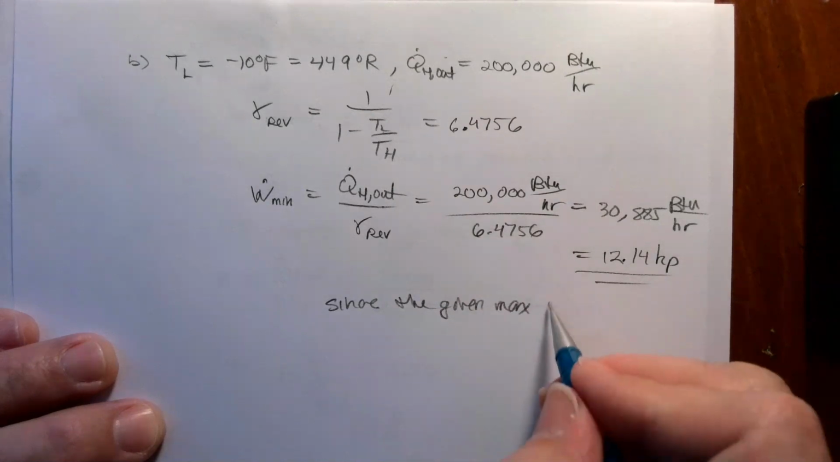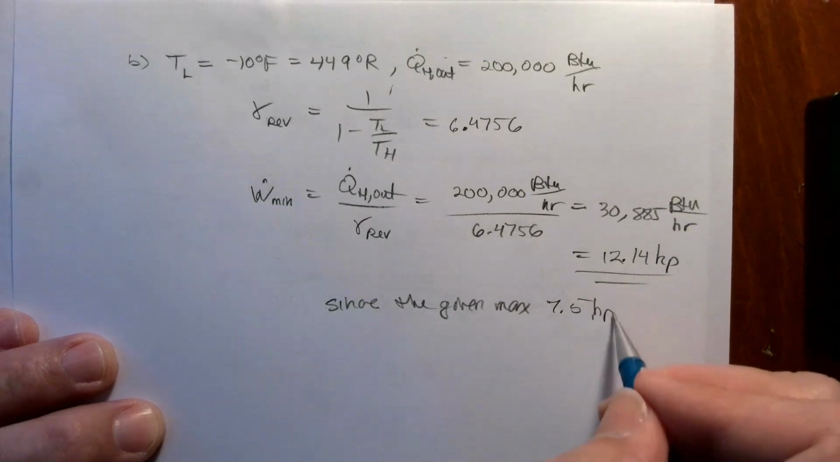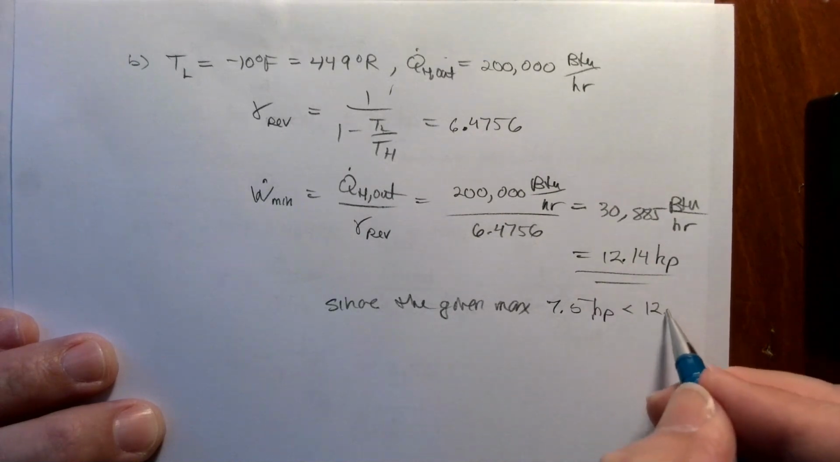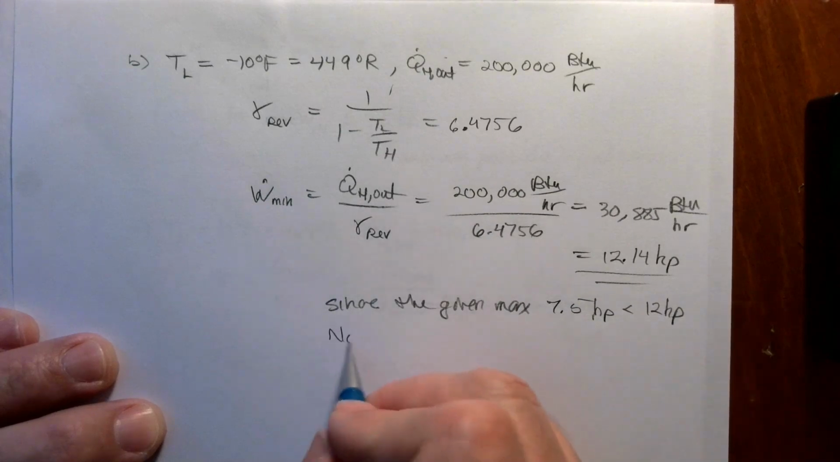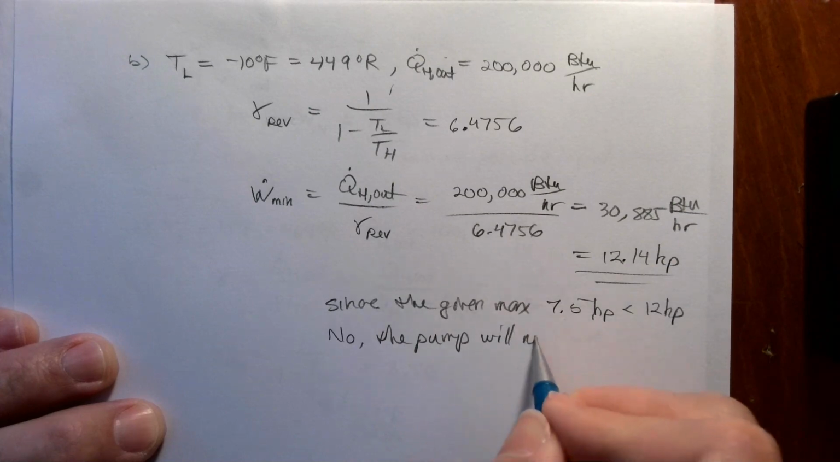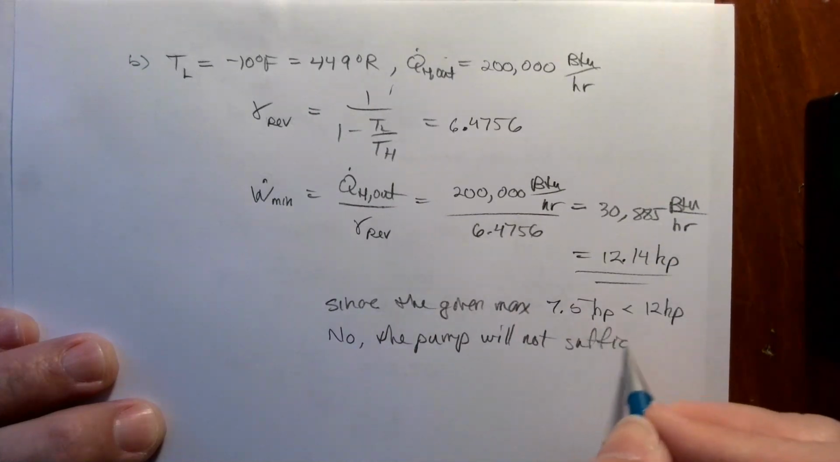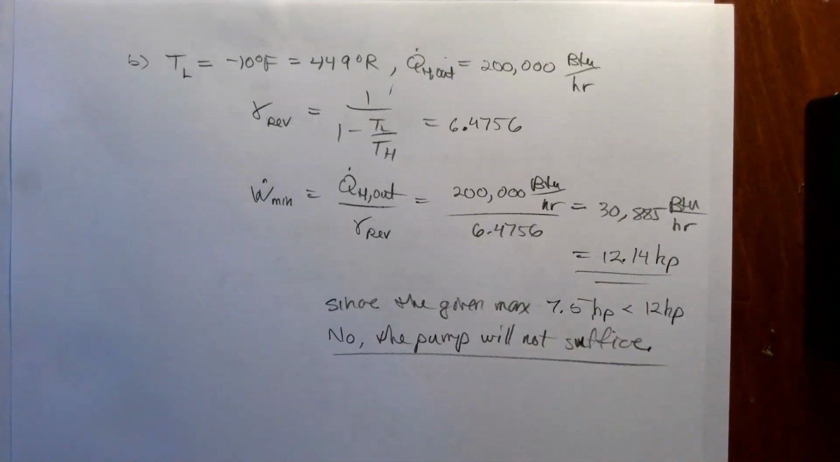Since the given max, 7.5 horsepower, is less than the 12 horsepower that is required up above, no, the pump will not suffice, is the answer. It probably will be able to achieve some warmer temperature than 10 degrees Fahrenheit inside, but it will not be the 72 on the inside.